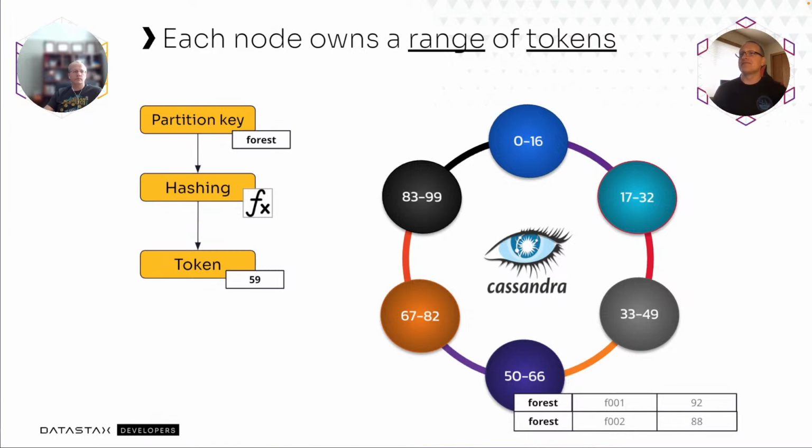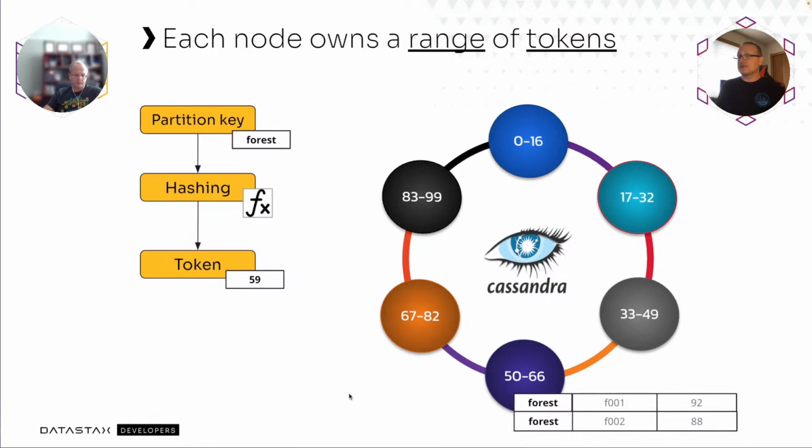So in this case, we're going to take that partition key of forest and run a hashing function on it, and we come back with a token number of 59. Really, the numbers are much bigger. We're just showing 0 through 99 to keep things simple here. The actual range of values is plus or minus 2 to the 64th power, so it's quite a large range of unique tokens possible with Cassandra. In this case, the purple node on the bottom is responsible for the range of 50 to 66, so that's where the token of 59 for forest would fall.